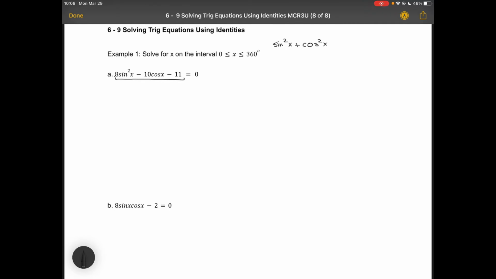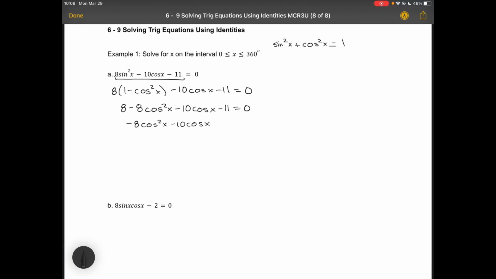Remember, we have the Pythagorean identity as sine squared x plus cos squared x equals 1. So I can replace sine squared x with 1 minus cos squared x. What it leaves for me to do now is to expand and then rearrange my equation here. So I've got minus 8 cos squared x minus 10 cos x minus 3 is equal to 0.